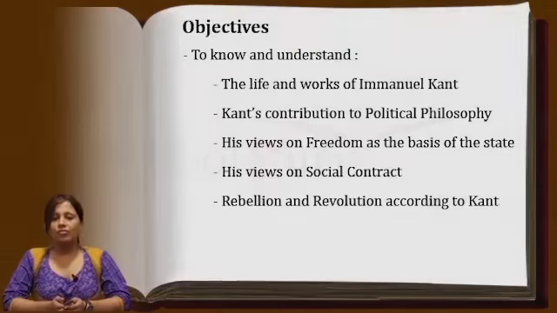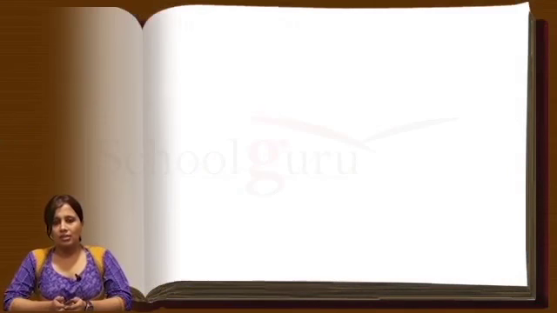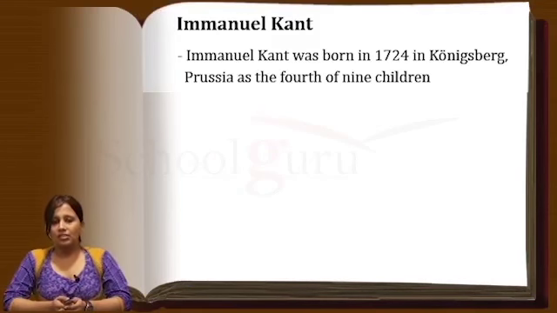So let's look at the life of Immanuel Kant. Who was he? Well, Immanuel Kant was born in the year 1724 in a place called Königsberg.